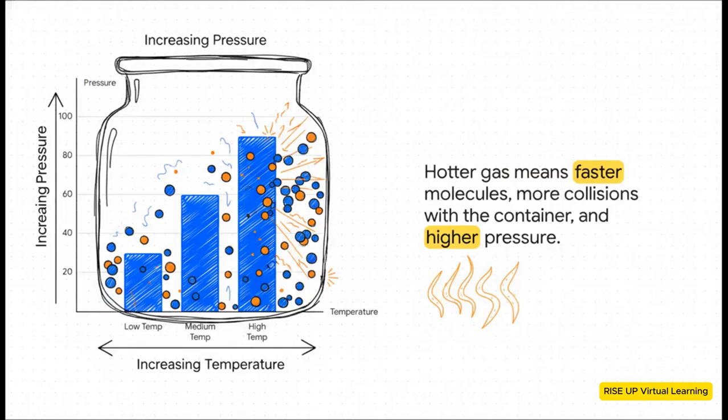So check this out. What happens when all those speedy molecules are trapped inside a container? Well, the hotter you make them, the faster they move, right? And the faster they move, the more often they slam into the walls of that container. More slams mean more force, which means higher pressure. It's a direct relationship, and you can bet you'll see a question about this.